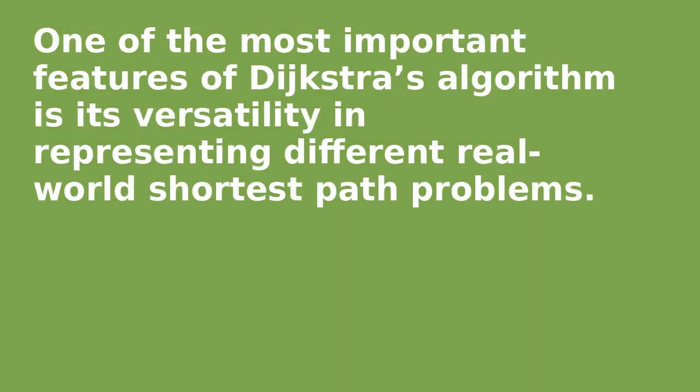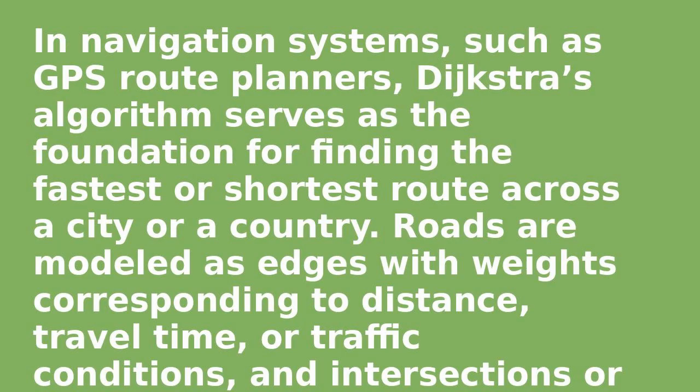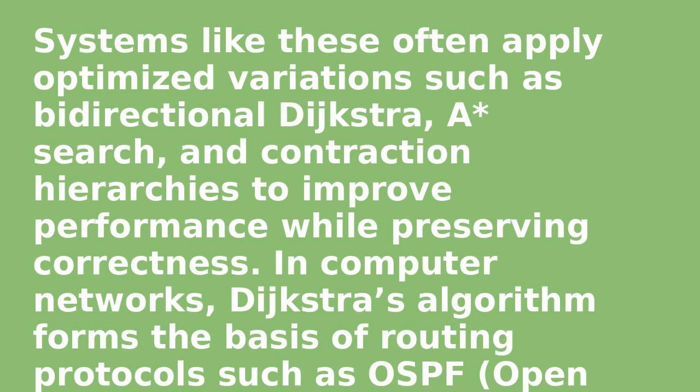One of the most important features of Dijkstra's algorithm is its versatility in representing different real-world shortest path problems. In navigation systems, such as GPS route planners, Dijkstra's algorithm serves as the foundation for finding the fastest or shortest route across a city or a country. Roads are modeled as edges with weights corresponding to distance, travel time, or traffic conditions, and intersections or locations represent vertices. Systems like these often apply optimized variations such as bidirectional Dijkstra, A-star search, and contraction hierarchies to improve performance while preserving correctness.